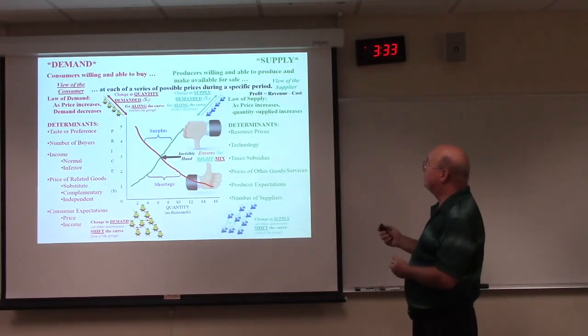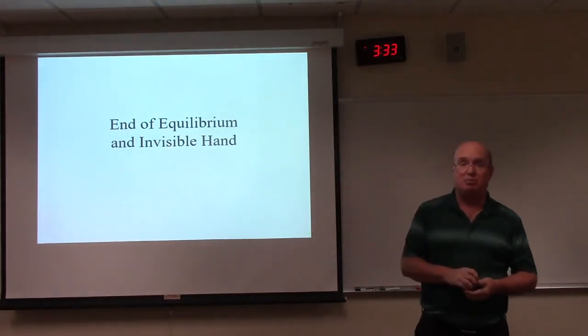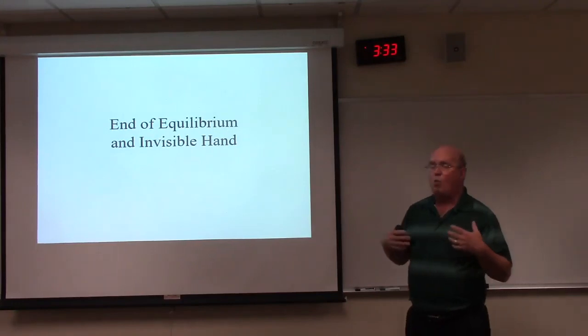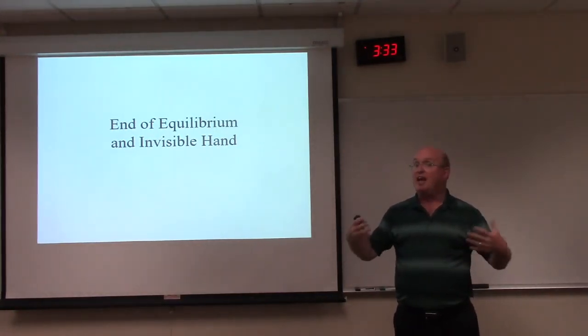All right, let me see. So, that's the end of the equilibrium and the invisible hand section. We've got one more because we're going to talk about what happens when the invisible hand is not allowed to work.